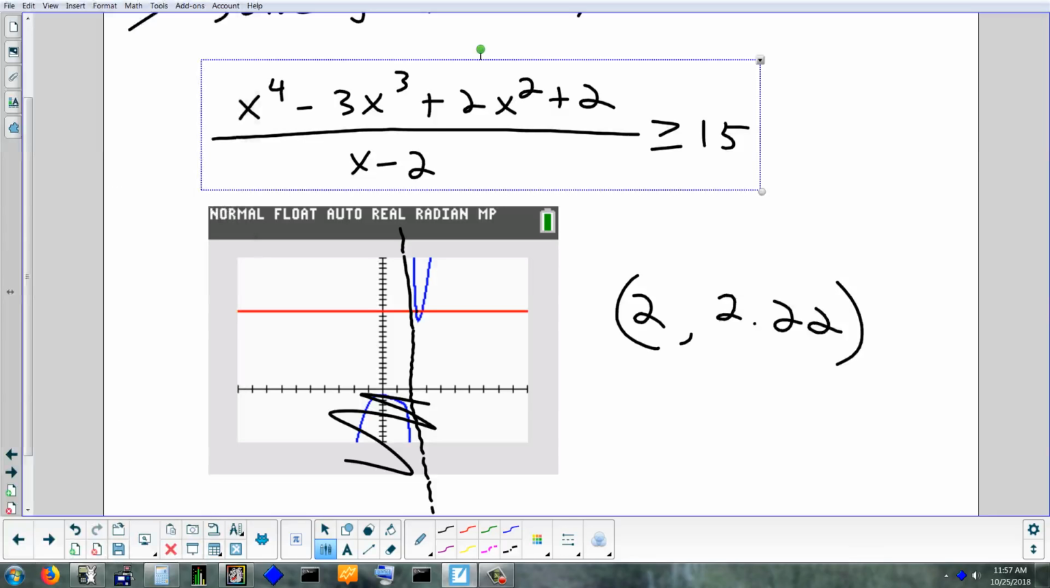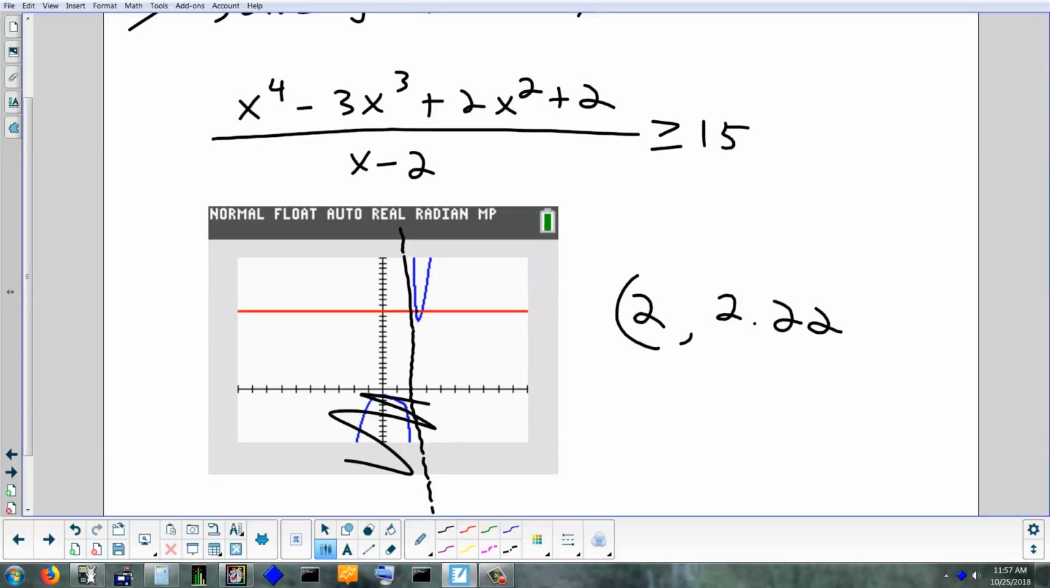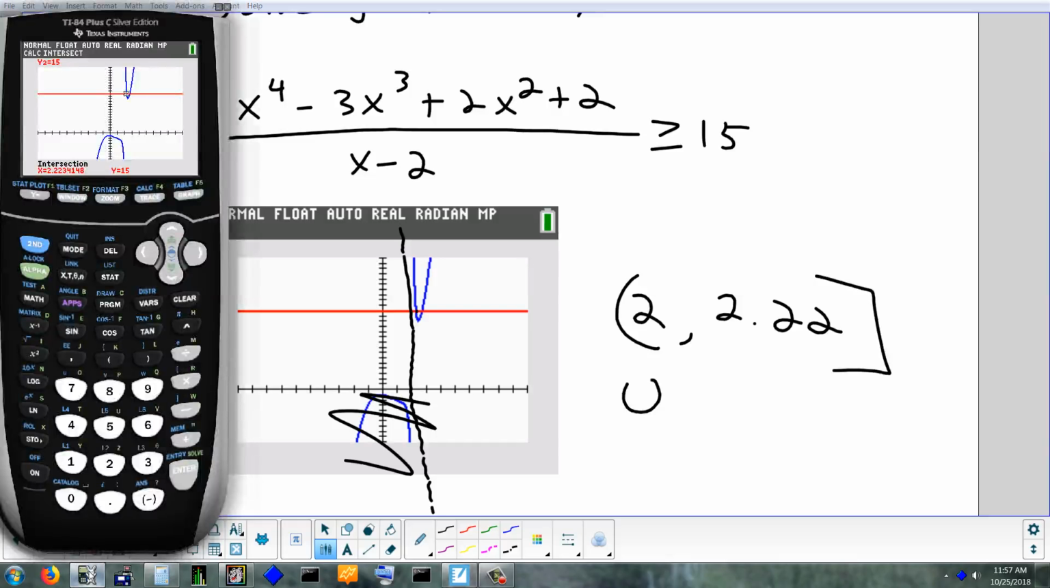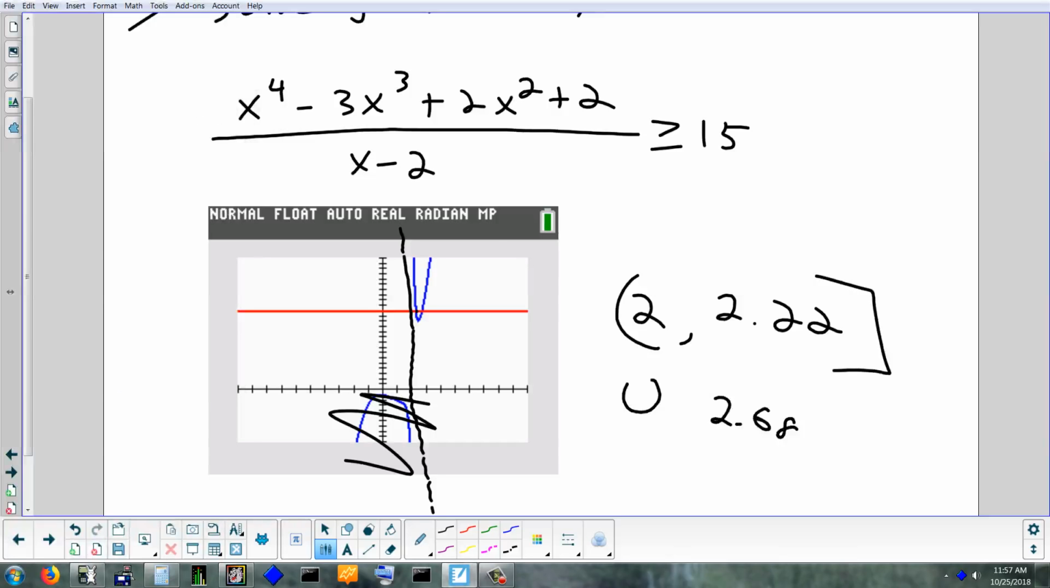Okay. So from 2 to 2.22. Now, I should be careful. Can I be equal to 15 or do I have to be greater than 15? I can equal it. So that's okay. Second calc intersect. There's another intersection over here. That's from 2.68 going on forever. 2.68, I can include it because of that right there. And then when I go to infinity, well, I can never reach it, so don't put a bracket on infinity.